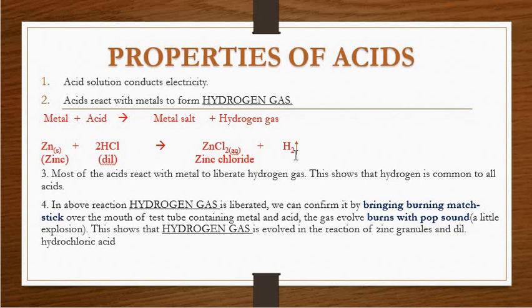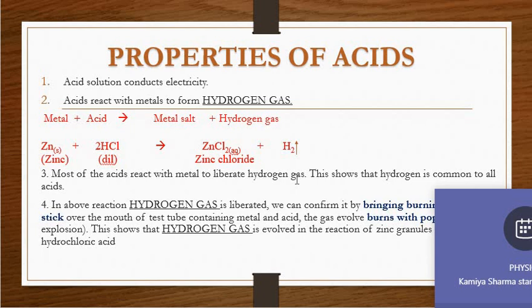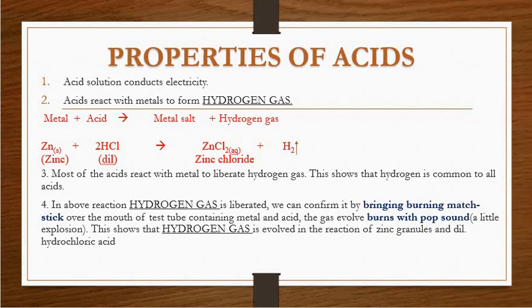Now, in the board exam, the question used to be asked: what are the observations of this reaction? Observation number one is that we see a colorless, odorless gas evolved. Observation number two is that the gas evolves in the form of bubbles. We see bubbles in the solution. And observation number three, the zinc chloride which is formed is a colorless liquid, and the gas evolved is hydrogen.